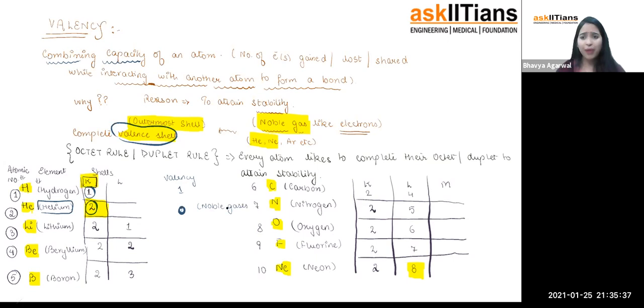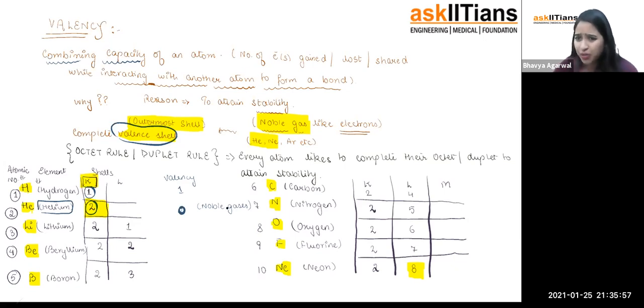So you might ask, ma'am, why? Because as per the formula, it is not stating it. So the reason is because the noble gases are the most stable ones. So they are not willing to make any bond. They're not willing to lose electrons or gain electrons.